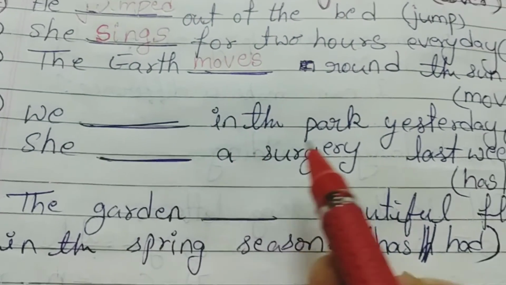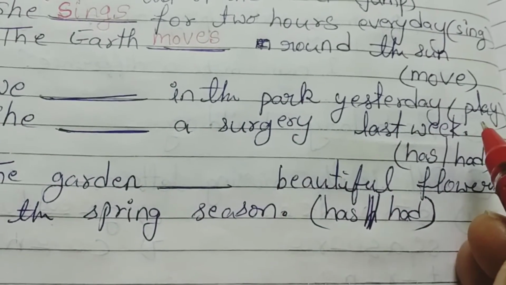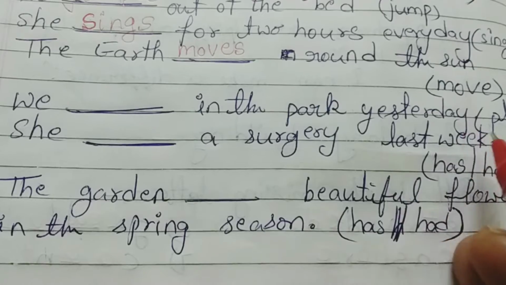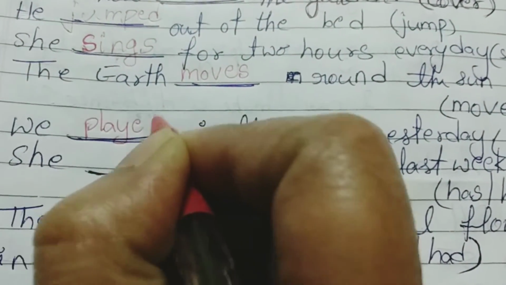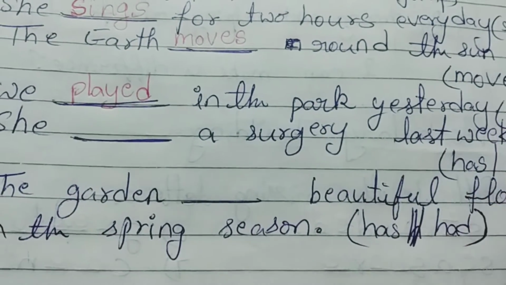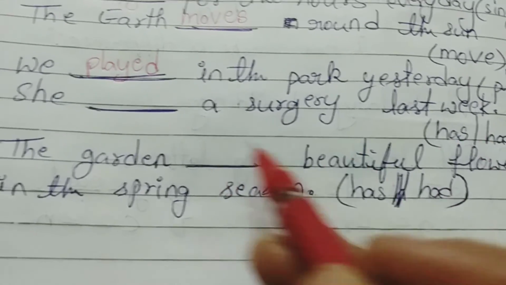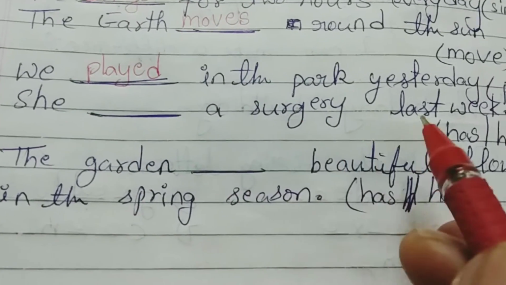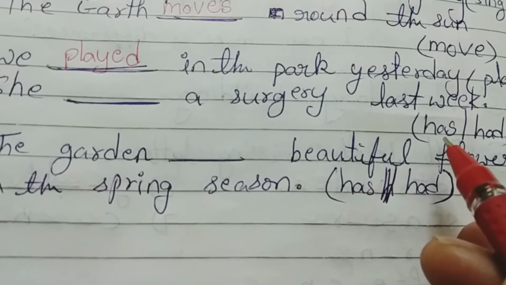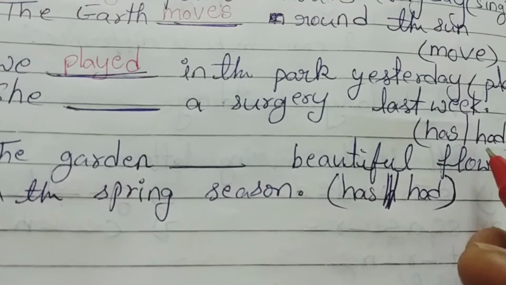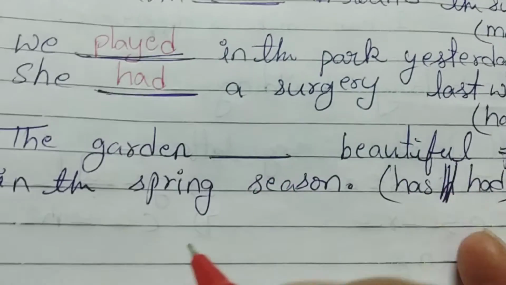We ___ in the park yesterday. Play is the verb given. Yesterday means past tense. We played in the park yesterday. She ___ a surgery last week. Last week, so past tense. That is why has or had. Very good. Had. She had a surgery last week.